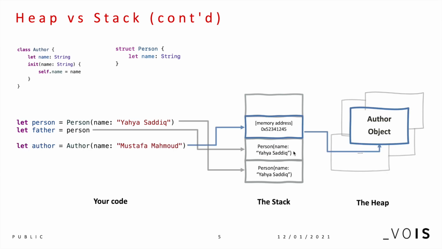An instance of author class will create an object in the heap and store its address in the stack. A new variable for the same reference type instance will hold the same address and point to the same place in memory.